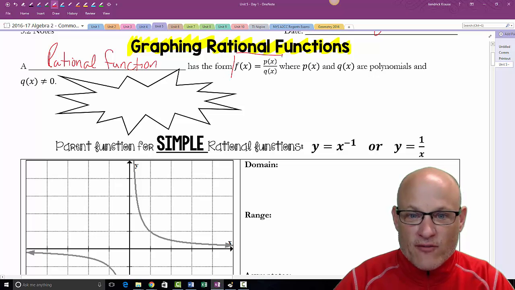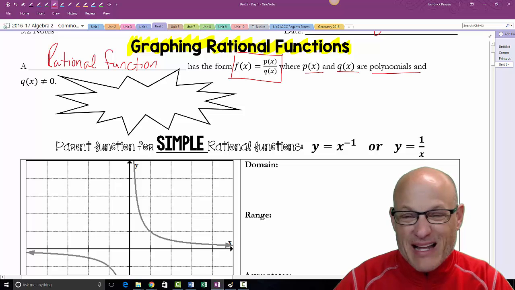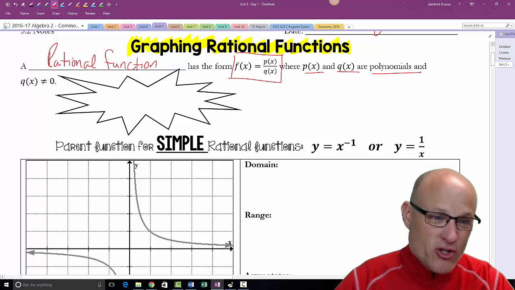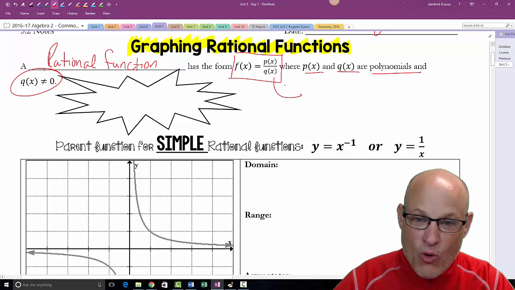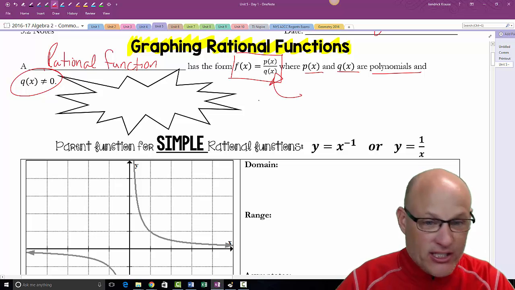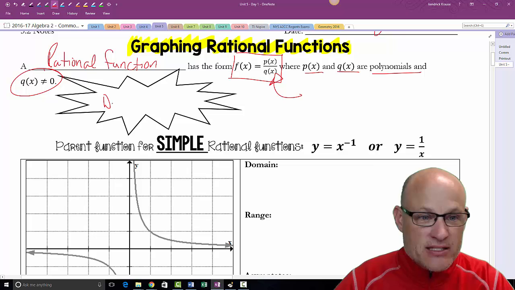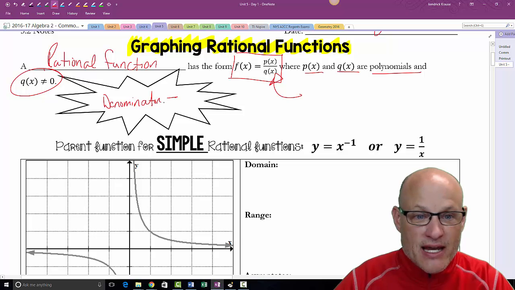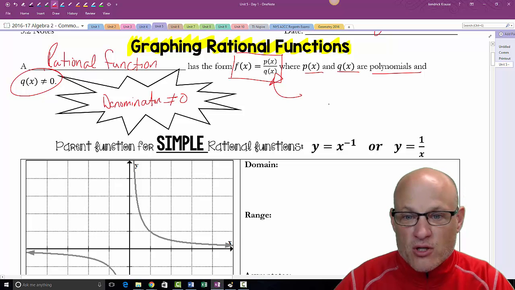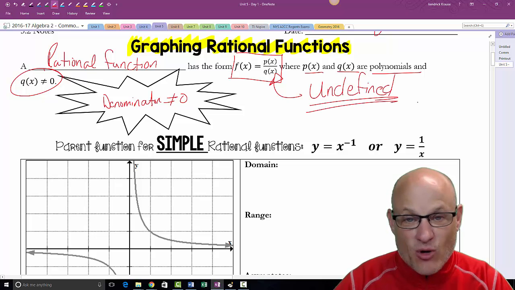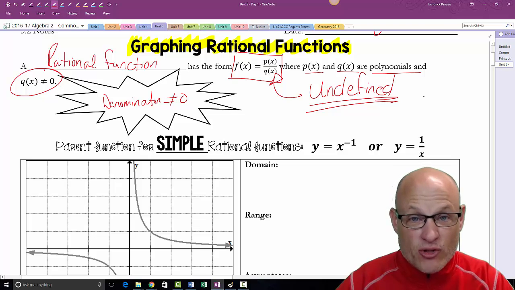Anyway, a rational function has the form f of x equals p of x over q of x, where p of x and q of x are polynomials, and q of x can't equal 0. Why can't q of x equal 0? That's the denominator. Denominator cannot equal 0. Why? Because that would make it undefined, and you're not allowed to make it undefined, so our denominator can't be 0.